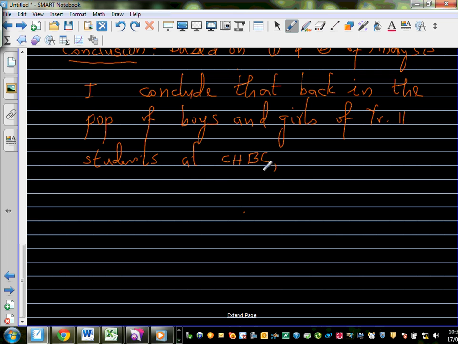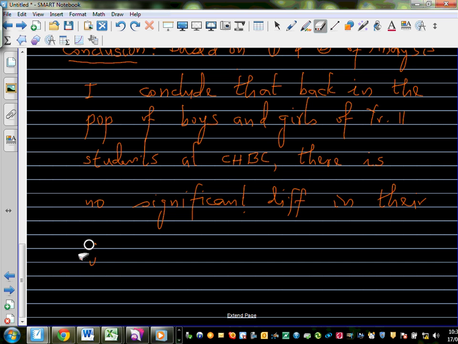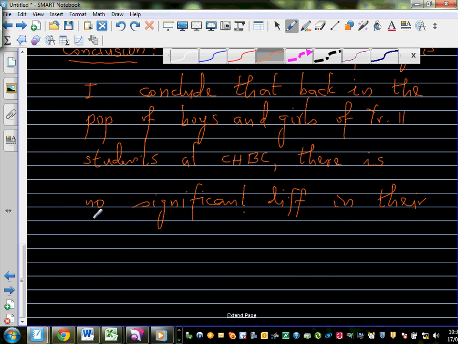So I would conclude there is no significant difference in their bag weight. Or if you want to say it in a positive way, we can say they both carry almost the same bag weight.